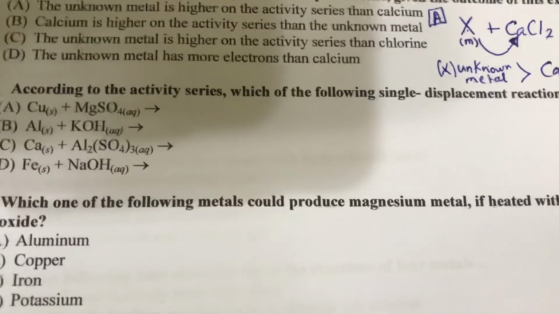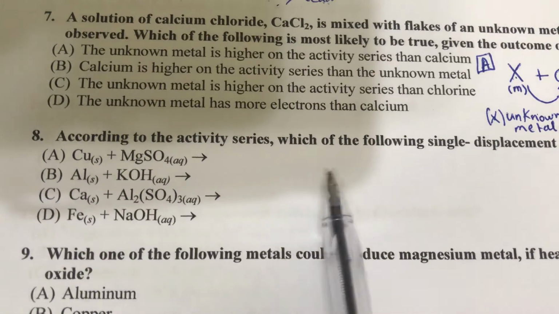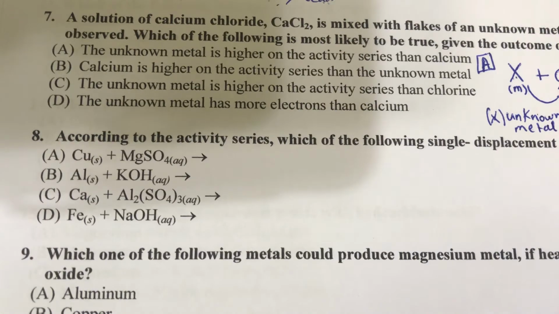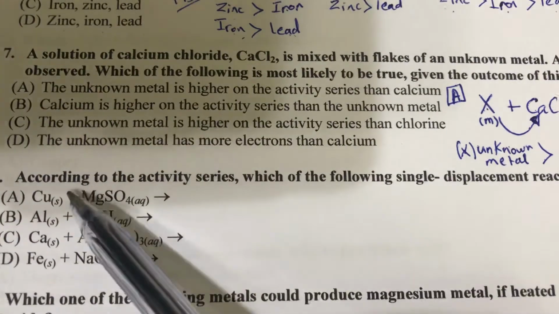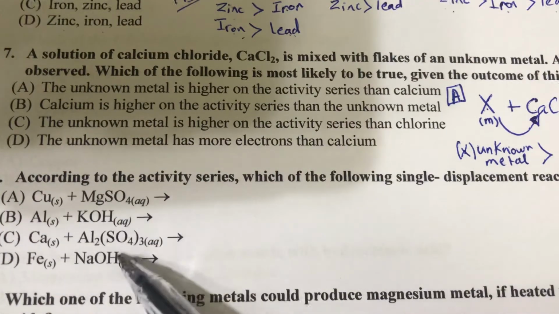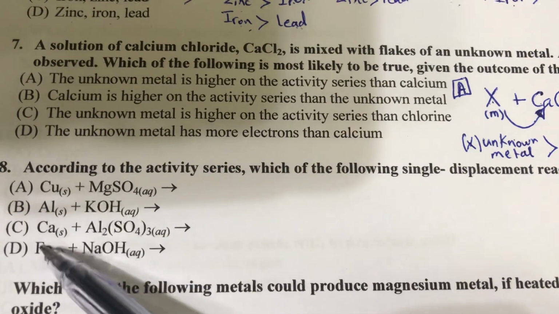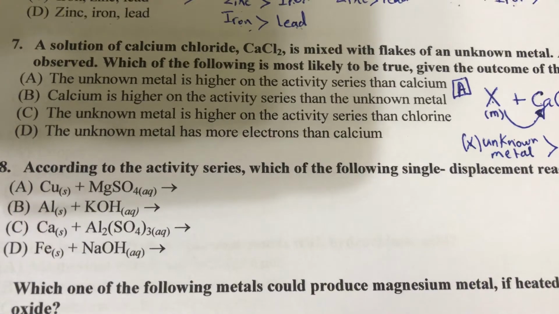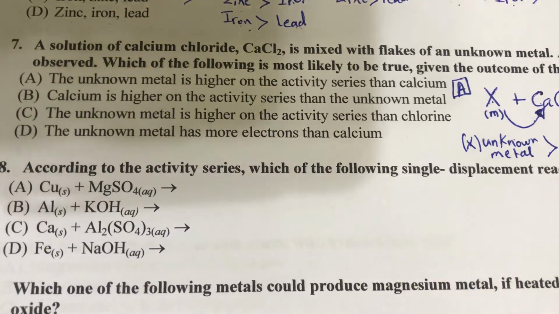Now question 8. According to the activity series, which of the following single displacement reactions can occur? Again, these reactions are single displacement reactions, element plus compound, and all of these are metals. So the rule is the more reactive metal replaces the less reactive metal. So if these metals are more reactive than the metals in the compound, the reaction occurs. If not, the reaction does not occur.